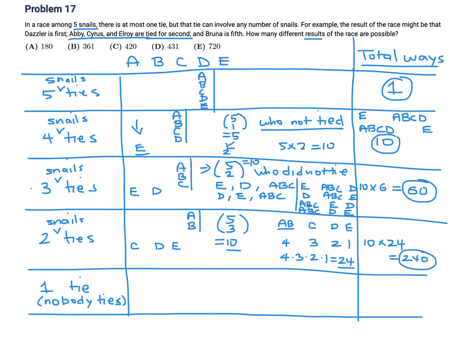And then finally, 1 tie, that basically means nobody ties. So all 5 sort of have a separate finish like that. And then that would just be 5 times 4 times 3 times 2 times 1, to get the number of different permutations, and that's 120. Okay, so we got to add this all up. So we got 120 plus 240, that's 360, plus 60 is 420, then 430, 431. 431 is the answer, and that's D.